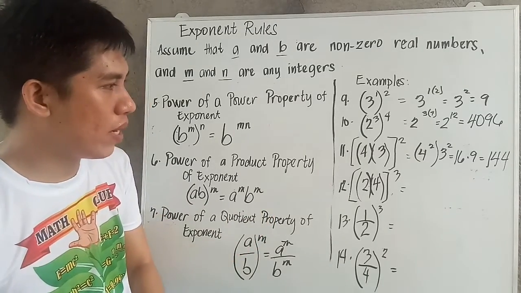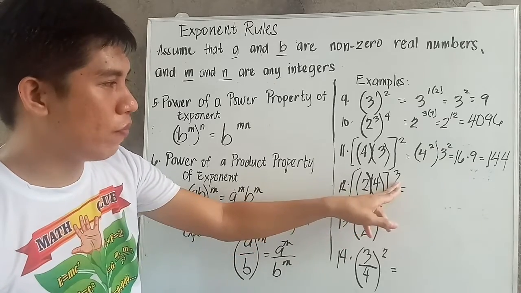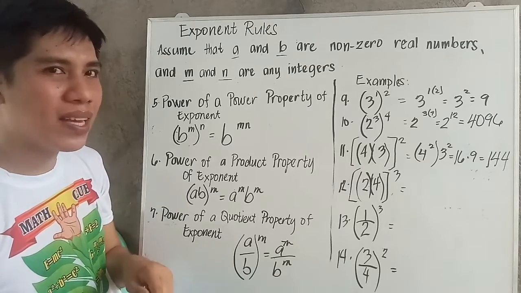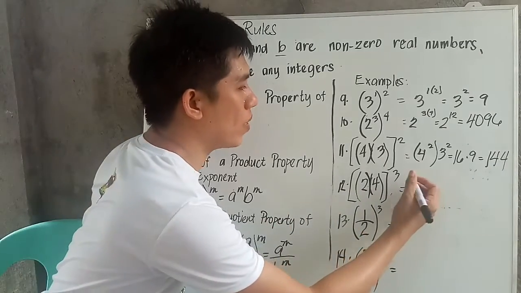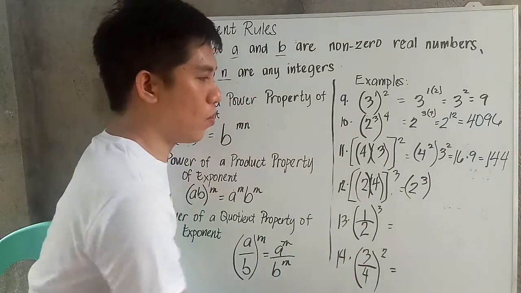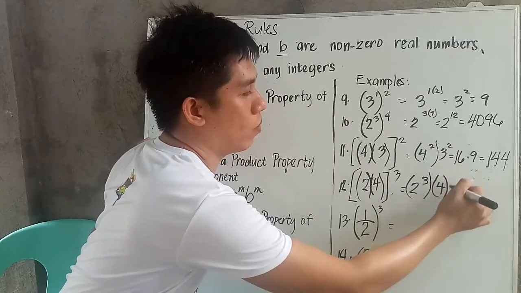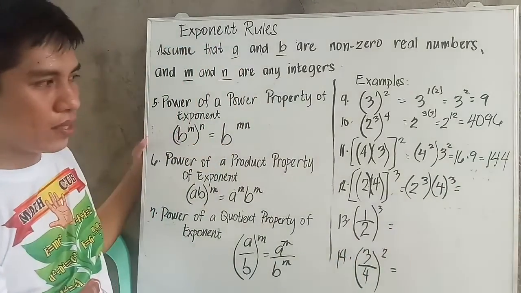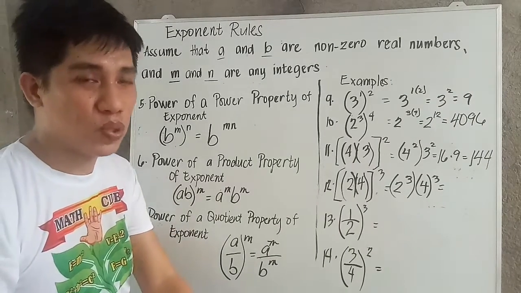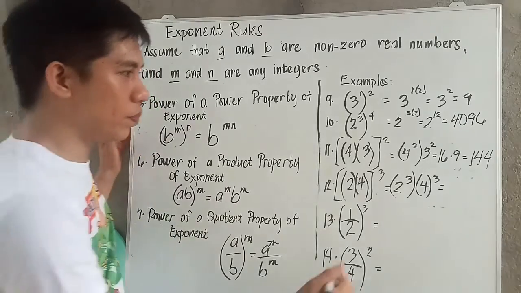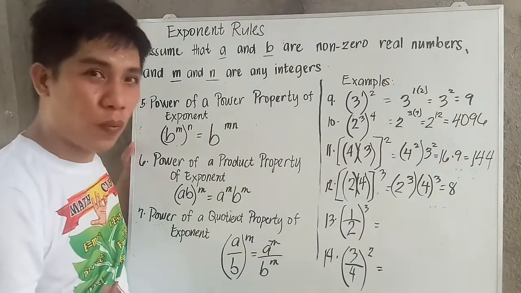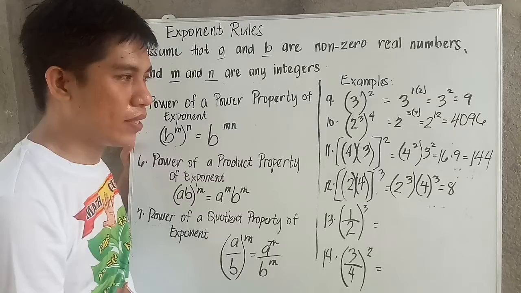So other example here is 2 times 4 raised to the power of 3. So we have the base 2 and 4, the product of 2 and 4. Then this will be raised by 3. So 2 raised to the power of 3 here. Then another one is 4 raised to the power of 3. So 2 raised to the power of 3, we have 2 times 2 times 2, that would equal 8. Then 4 times 4 is 16. So times 4, that is equal to 64.